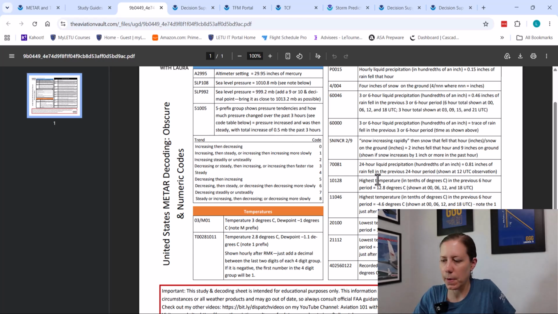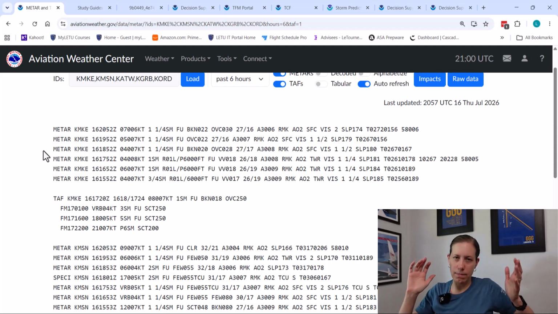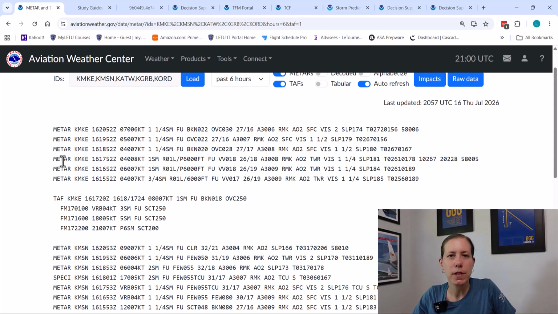Also, I just realized that I made a slight error in the temperature because that was the highest temperature in the previous 6-hour period, not the previous 24-hour period. The 24-hour period max temperatures is a 4 group, and that was not actually included in that METAR. So even I made a mistake. I'm sorry, guys. You can yell at me in the comments. Okay, so there you go, reading a METAR. Go back to being the examiner.